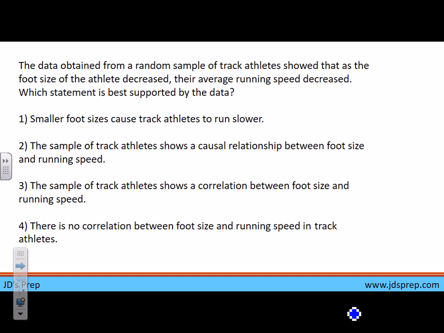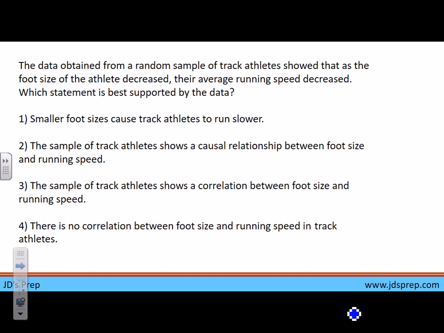In this problem, we are told that the data obtained from a random sample of track athletes showed that as the foot size of the athlete decreased, their average running speed also decreased. We are given 4 statements, and we want to know which statement is best supported by the data showing this trend. The first statement says smaller foot sizes cause track athletes to run slower.